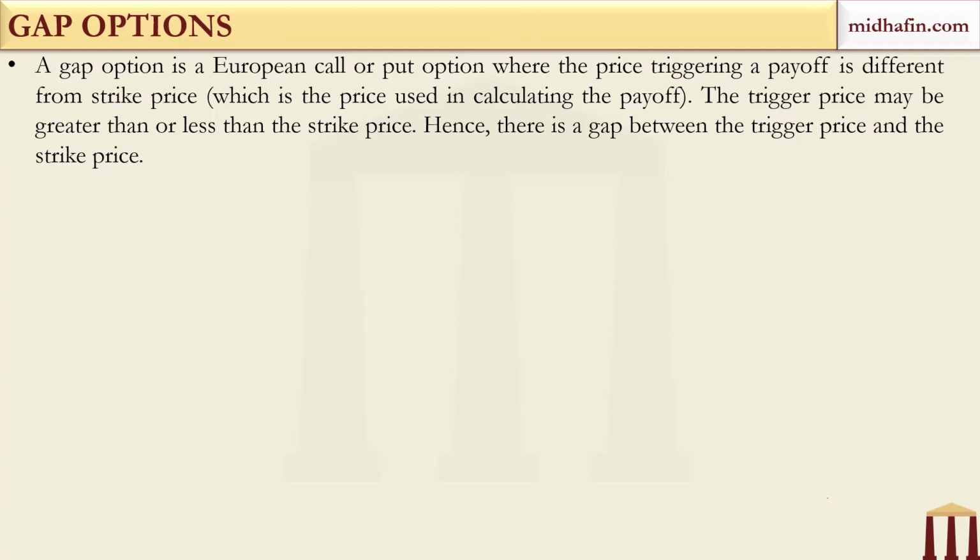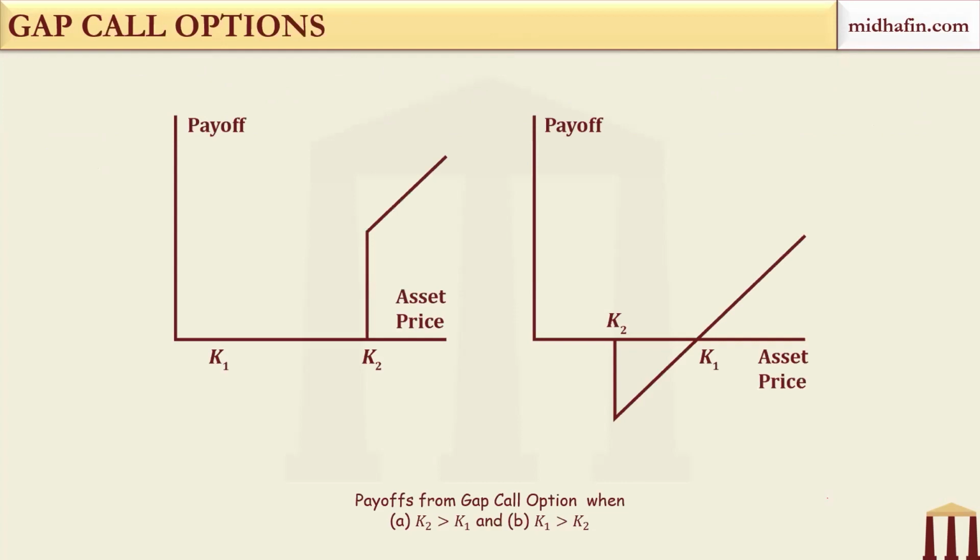So that's the benefit of a gap option, and this trigger price can be way above or below the strike price. For example, if I talk about gap call options, here we have 2 scenarios where the trigger price is in the first case higher and in the second case lower. So there are 2 prices, K1 and K2. K1 is the strike price, K2 is the trigger price. In the first case, you will have a payoff if and only if the asset price goes beyond K2.